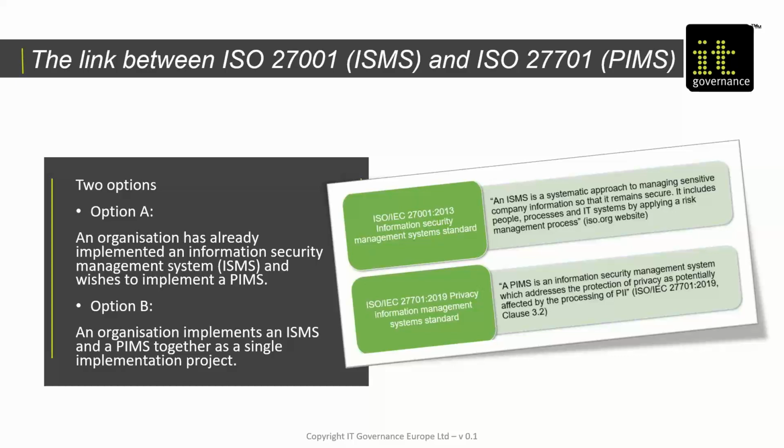Option B is for organisations without an existing ISMS, who can implement both the ISMS and the PIMS standards together as a single implementation project. I must emphasise here, you cannot implement the PIMS standard as a standalone certification. You must either have the ISMS standard in place already, or you must implement both standards in tandem.